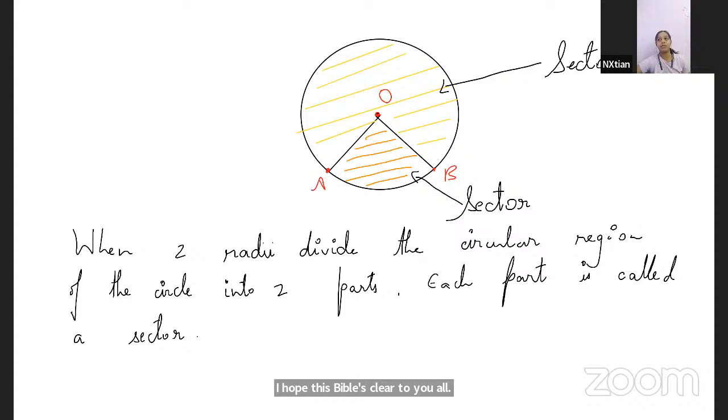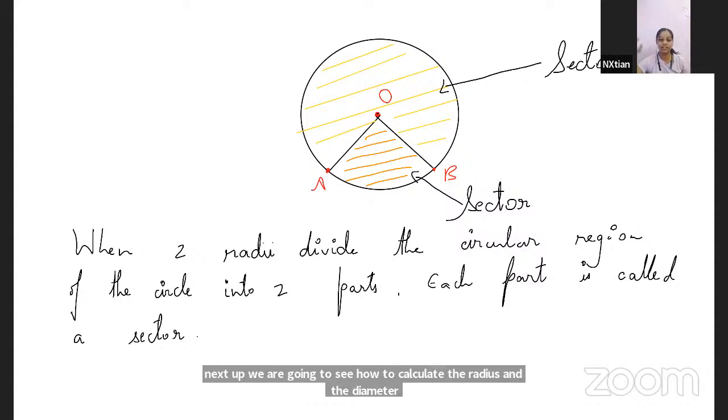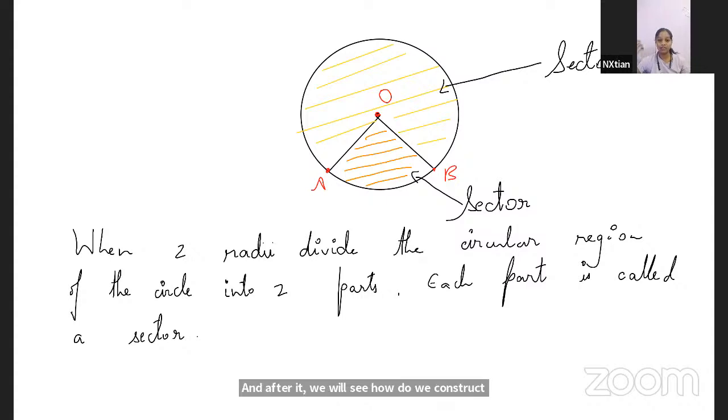So we have finished with all the basic parts and basic elements of a circle. Next up, we are going to see how to calculate the radius and the diameter. And after it, we will see how to construct a circle using its radius or diameter. When a diameter is given, how do you make a circle of that diameter? When a radius is given, how do you make a circle of that radius? That we are going to see in the coming classes.